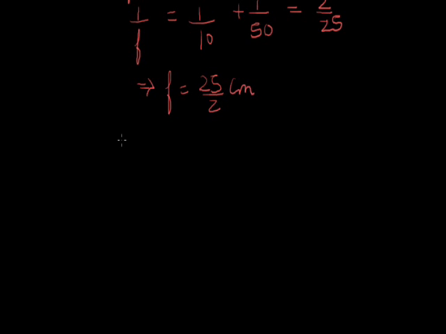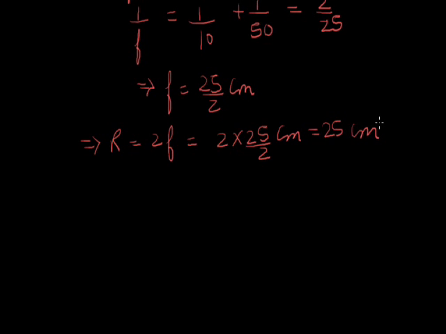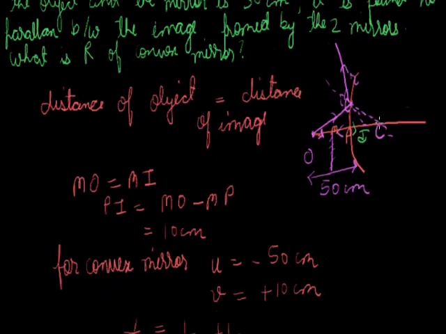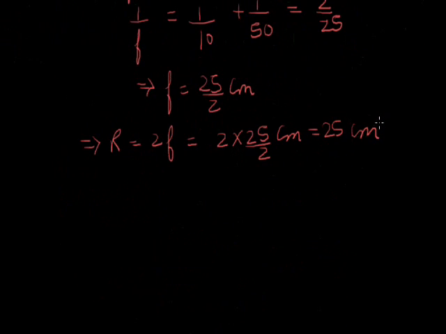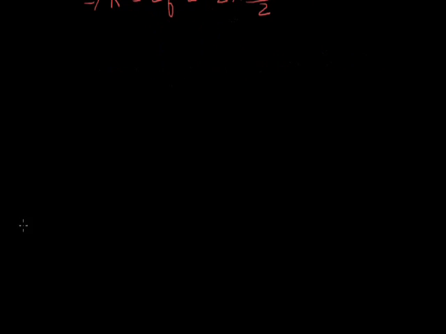But we didn't want F, we want R. R is twice of F. So 2 into 25 over 2 centimeter is equal to R, that is 25 centimeter. So we can say that the radius of curvature of the convex mirror used above is 25 centimeters. Let us discuss another question.